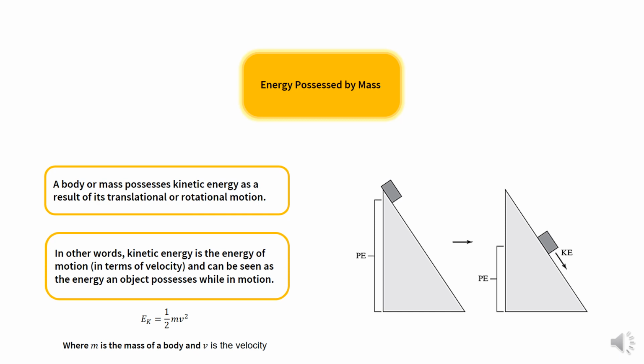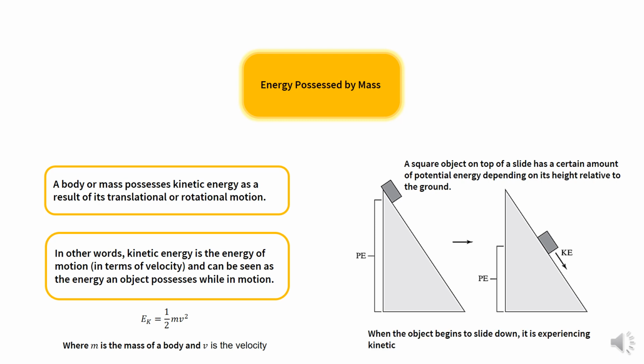We can see this figure. A square object on top of a slide has a certain amount of potential energy depending on its height relative to the ground. When the object begins to slide down, it is experiencing kinetic, and specifically translational, energy.